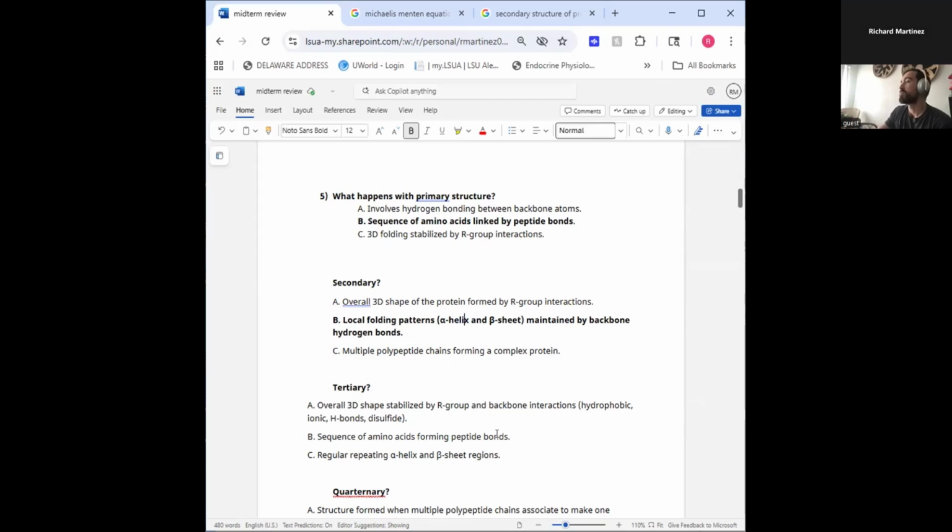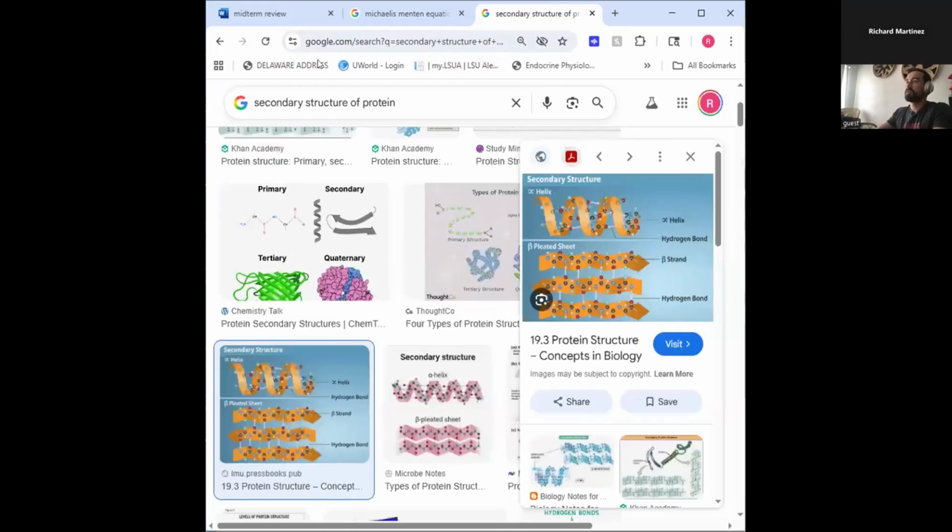Sequence of amino acids forming peptide bonds? No, that was already the first, primary structure. A regular repeating alpha helix and beta sheet regions? No, not at all. So let's see a tertiary structure.